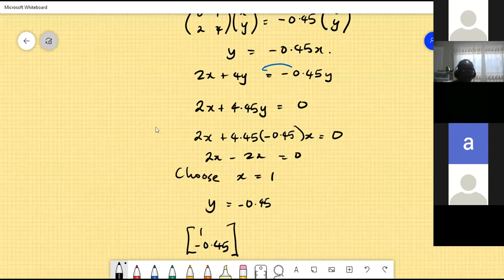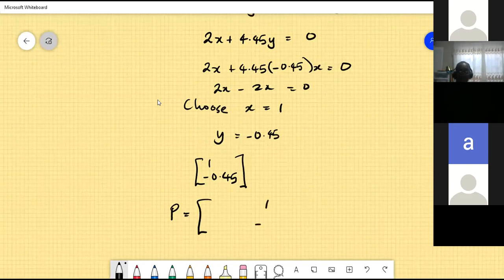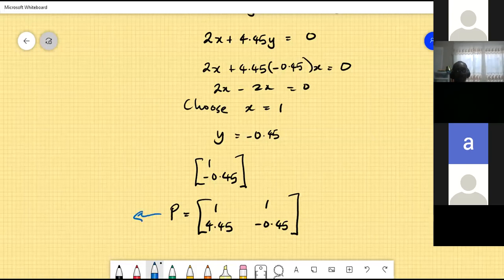All right. So we're going to make up a matrix called P. P is going to have the first eigenvector, and the second one is the negative 0.45. And the first one is going to be a 1, 4.45. P is our matrix of eigenvectors.